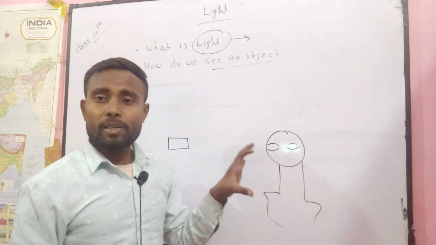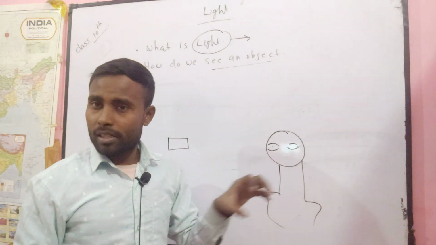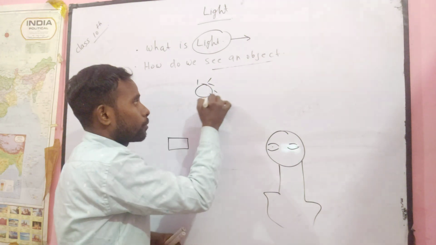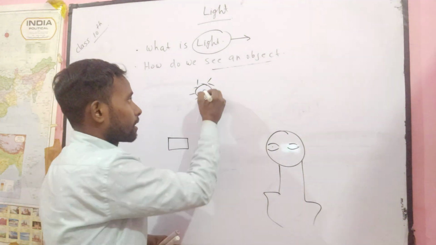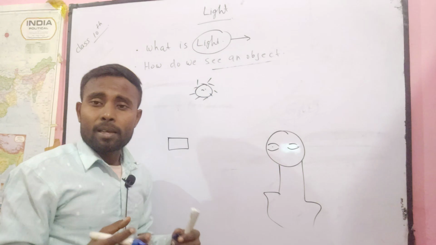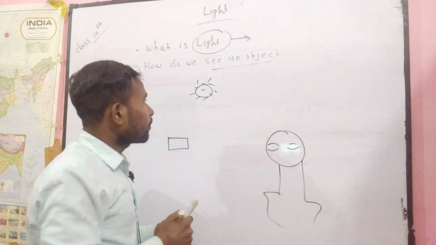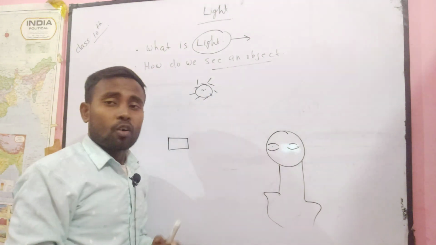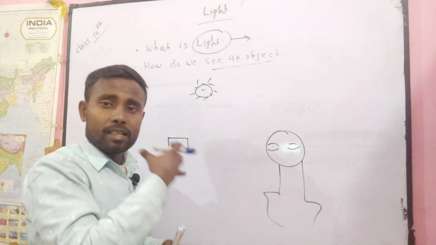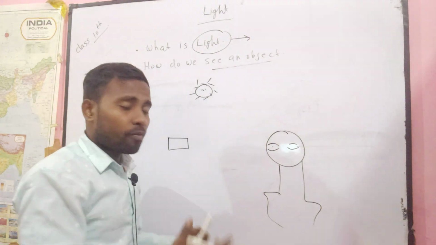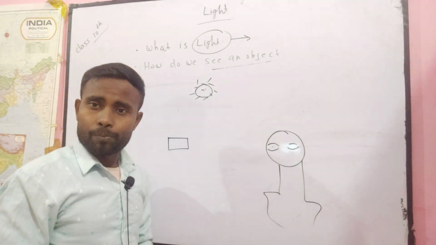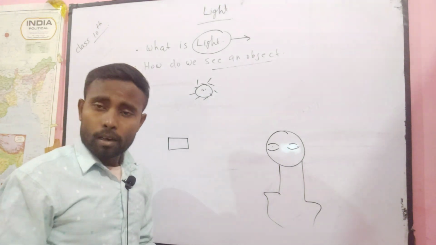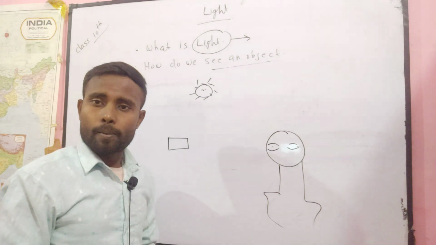Now I want to explain how this procedure works. Suppose that there is a sun. This is your sun. As you know, there are a lot of light rays which emerge from this sun and fall on the earth's surface. Not only the earth's surface, but even the different kinds of objects that lie on earth.